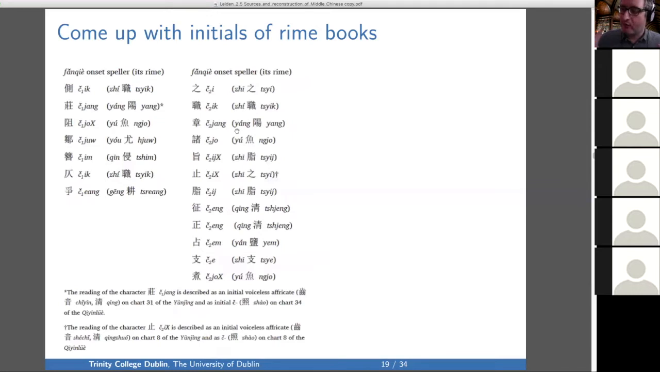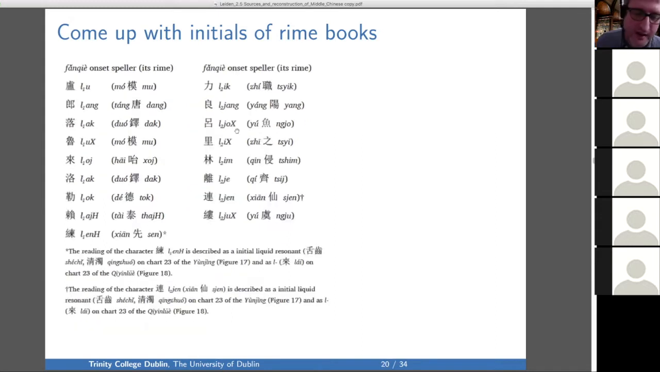one way of putting it is we start from the categories that the primary source gives us, and what it gives us is these onset speller chains. And then we ask ourselves, well, what is the phonetic interpretation of these onset speller chains? And we can do that with recourse to the rhyme tables, find out things like, these two are voiceless affricates, and these two are liquid resonants. And then we want to ask ourselves, okay, but how many initial phoneme contrasts are there in Middle Chinese?